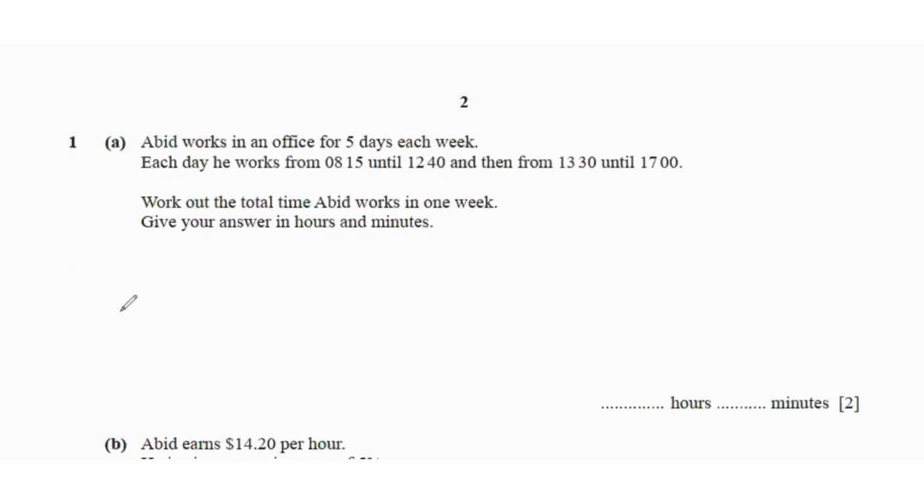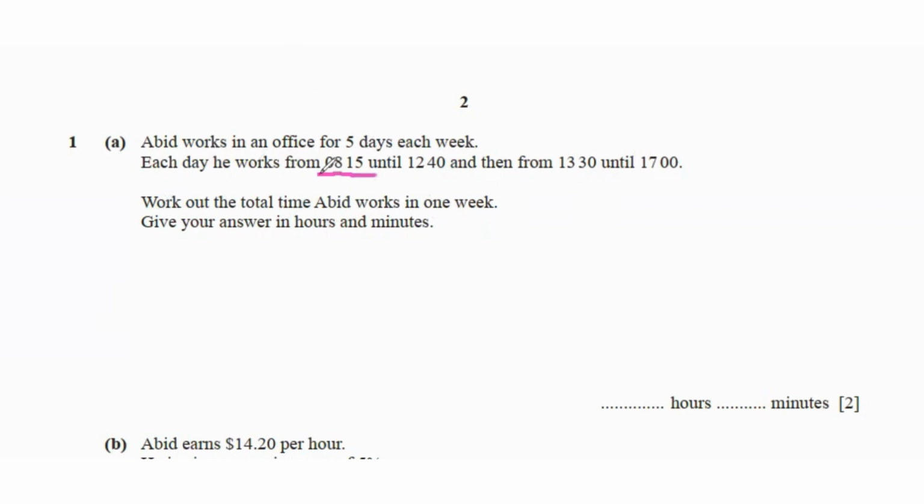And the first question says, Abid works in an office for 5 days each week. Each day he works from 8:15 until 12:50 and then 13:30 until 17:00. Work out the total time Abid works in 1 week, giving your answer in hours and minutes. So let's first calculate how much time he spends working in 1 day.